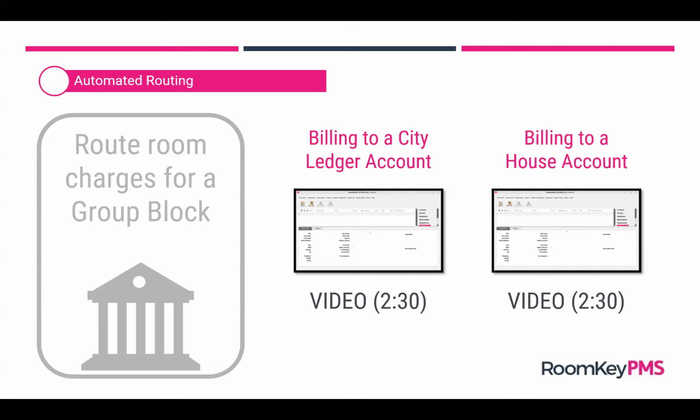In this example, I'm going to use a corporate or an executive meeting for Guilford Mining, where we'll see how the routing instructions are set up on the group block itself in the groups module. And then we'll see how those charges will transfer at the time of checkout.